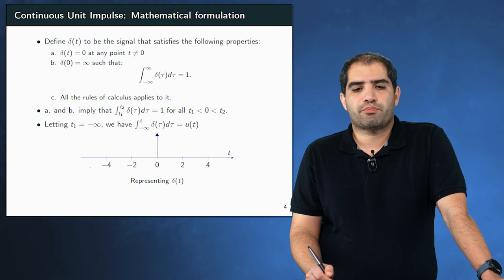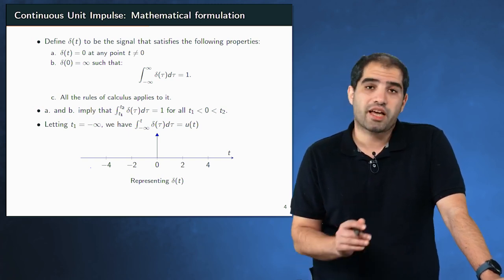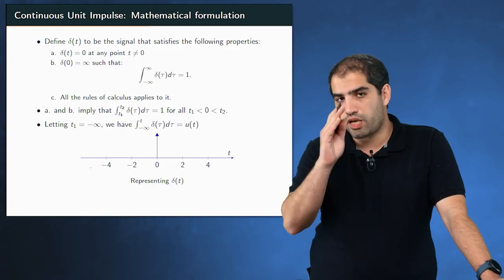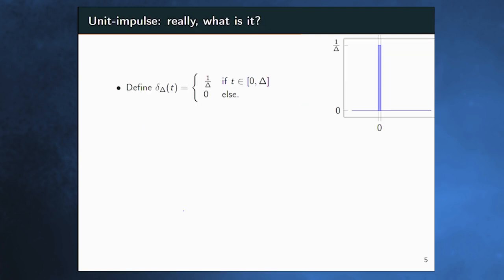The way that we represent delta is using an arrow, because it has infinite weight at 0. The height of the arrow is actually the integral of that delta. So 2 times delta t, we would denote by an arrow with height of 2. 3 times delta t, we denote by an arrow at 0 with height of 3. 2 times delta of t minus 1 would be an arrow at t equals 1 with height of 2.